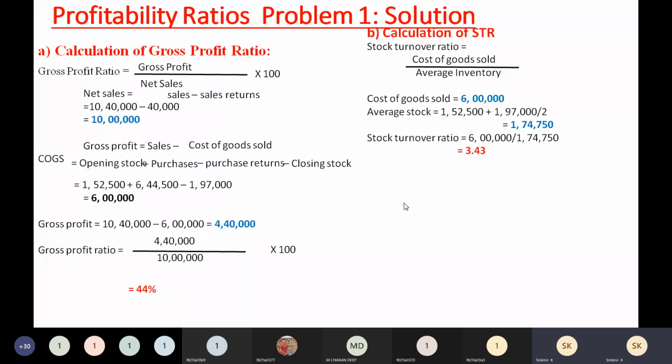You can also apply the stock holding period. Here I am not applying it, but you apply the stock holding period. How do you get the stock holding period? It is equal to 365 days divided by STR. So that is equal to 365 by 3.43. You calculate how much you will get.